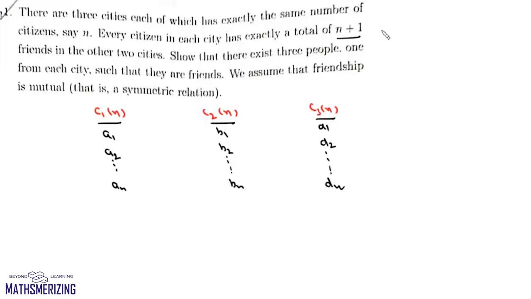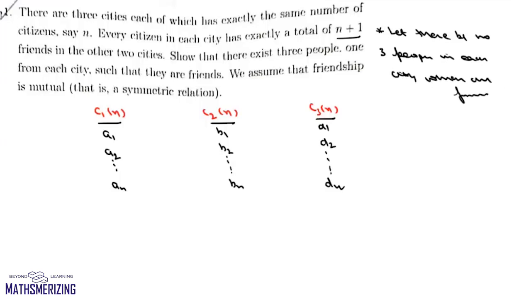Now we'll solve this question using contradiction. So what we'll do is we'll say that let there be no 3 people which are friends. Now in order to prove this question, we'll say that out of these 3n people, let there be a person with the minimum number of friends in any one city. Without loss of generality, let us say that A1 has the least number of friends in city 2, and let that number be K.